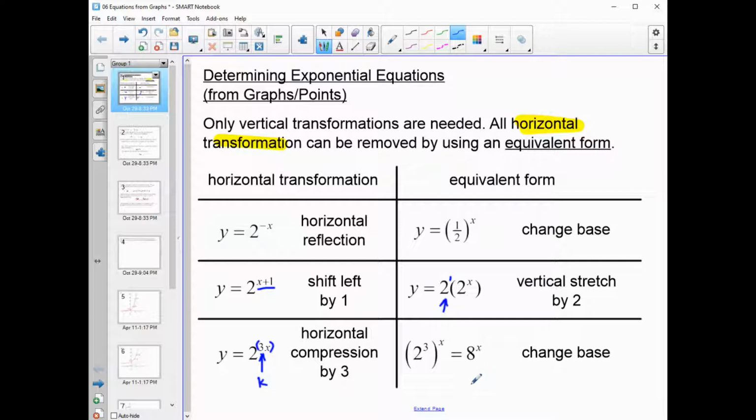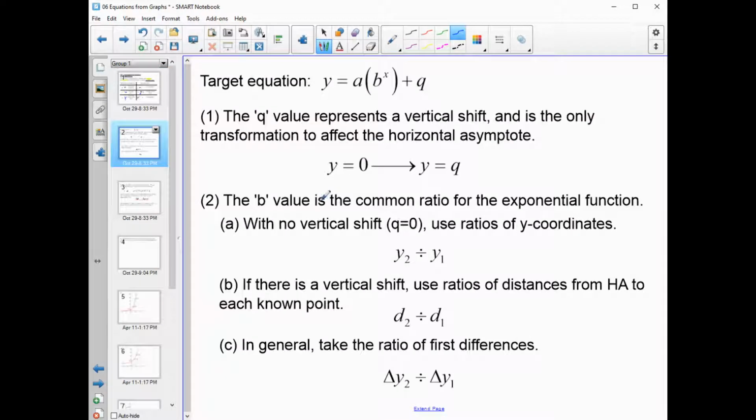Now, if using horizontal transformations is convenient for you, that's perfectly fine. But in general, they are going to complicate things, and if we can avoid them, it's generally for the best. So if we take out all consideration of horizontal transformations, we end up having to deal with essentially 3 parameters. The first is the base of the exponential function. The second is the a value. I meant to write the number 2. And the third is the vertical shift, or the q value.